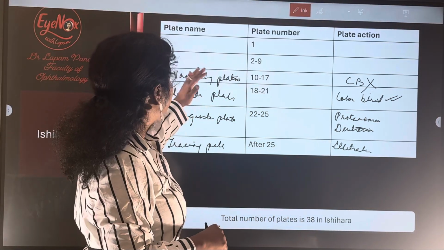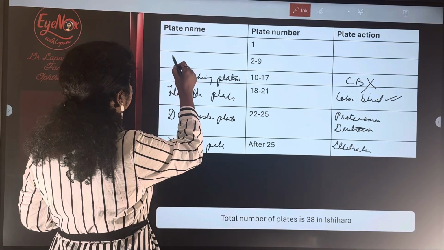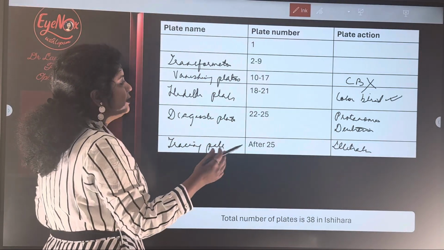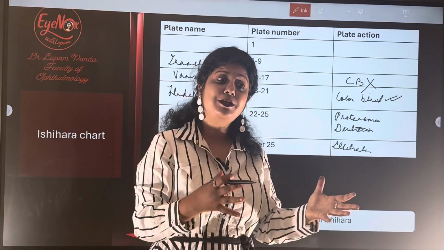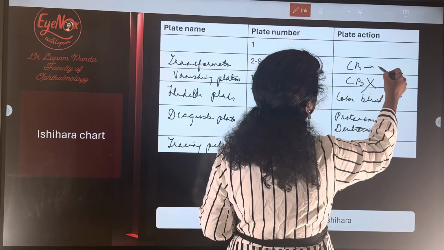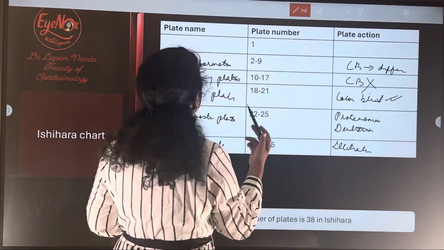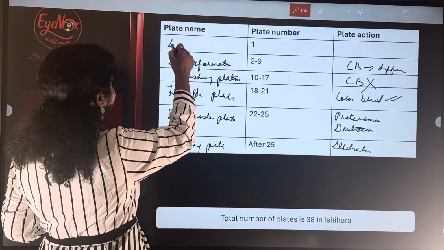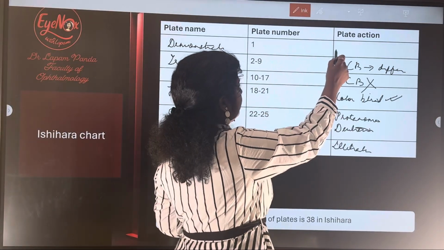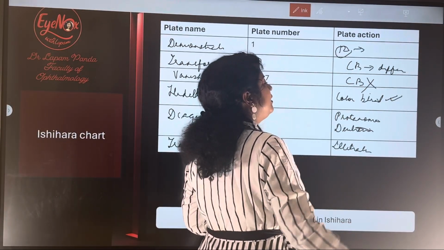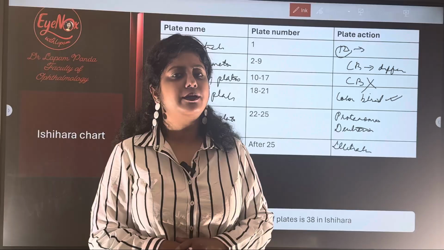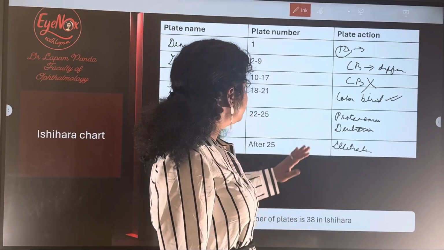They are vanishing plates. 2 to 9 are your transformation plates. As the name suggests, they are transformed for the colorblind, which means the colorblind sees them differently from the normal individual. Okay? The colorblind sees them differently from the normal individual. And finally, the first is the demonstration plate, which is plate number 1, where 12 is written. And this everybody can see and read. Everybody, whether it's a colorblind, whether it's normal, everybody can appreciate that color. Okay. So this is about the plates.